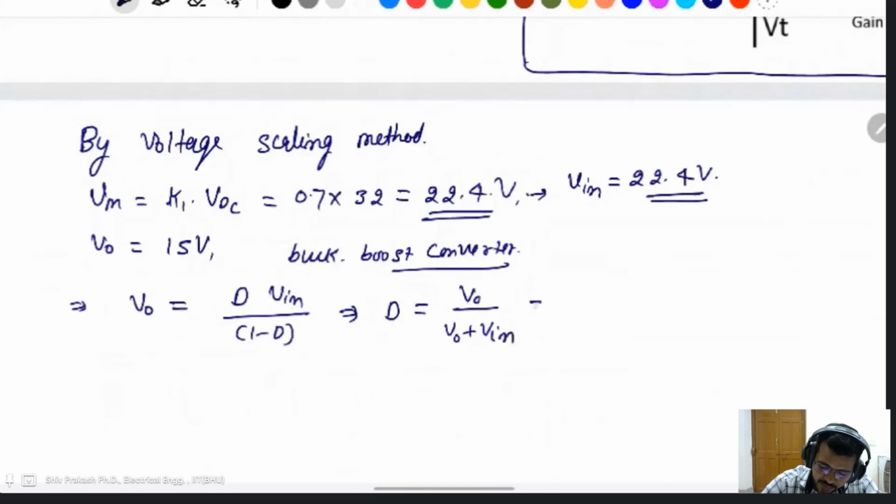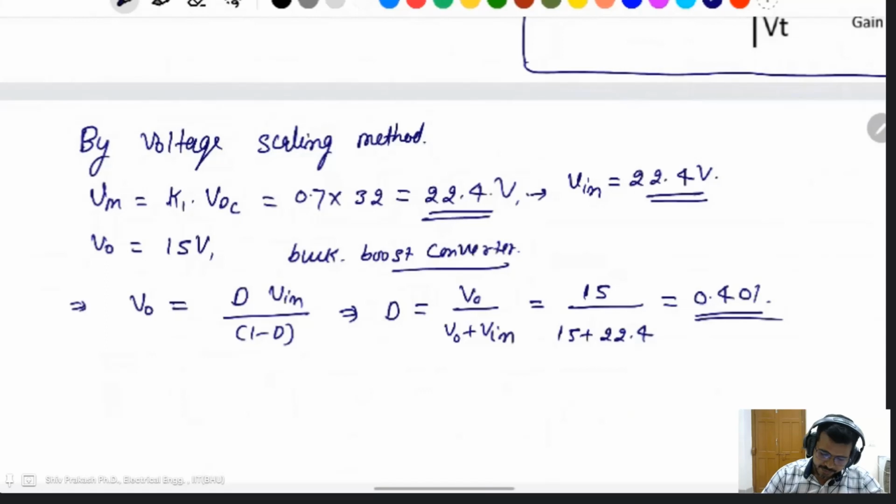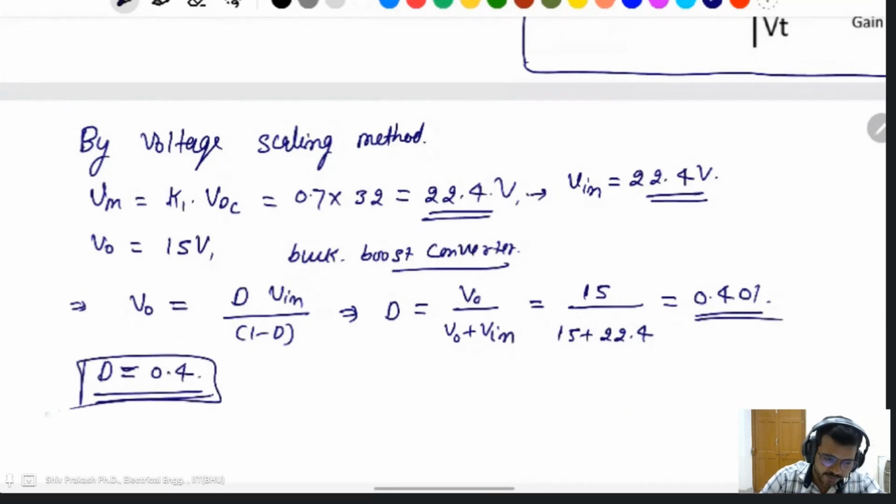V naught is given as 15 volt, Vin is 22.4 volt. After solving this one, we will get a value of 0.4, 0.401. We will get D is equal to 0.4, approximately.